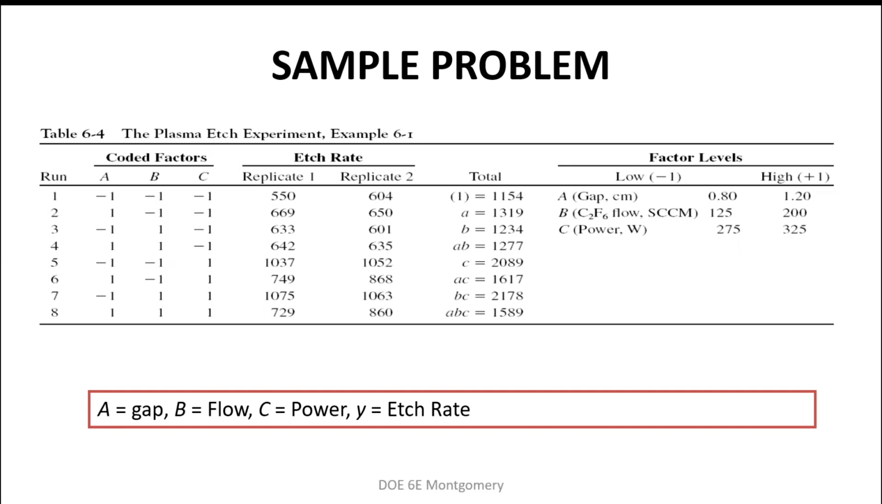Notice na since ito may exact value sila, no, pwede nilang ilagay sa low value yung lower value. Tapos yung sa high setting, ilalagay nila yung higher value. So 0.8 cm, 1.2 cm para factor A. For C2F6 flow, it's 125 SCCM. I don't know these units, no? And 200 SCCM yung sa high setting. Tapos sa power naman, 275 watts for the low, 325 watts for the high.